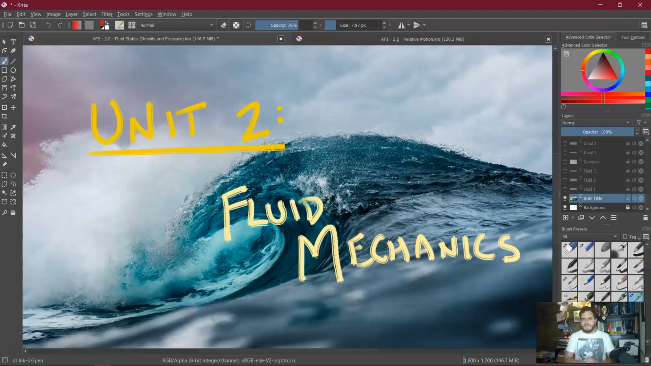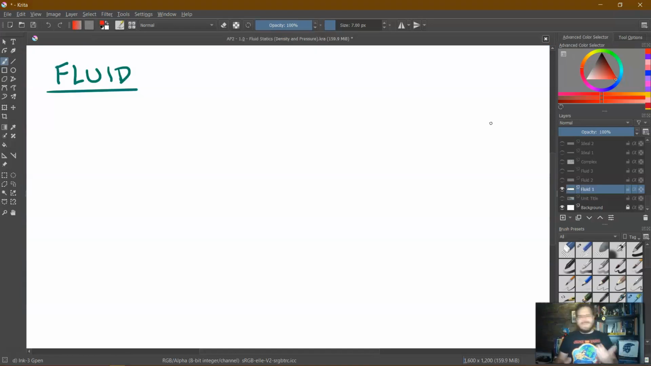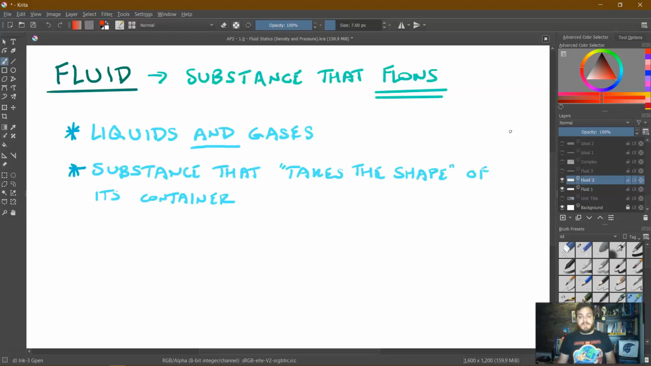Okay, AP Physics 2. So we've completed our first unit on thermodynamics, and now it's time to talk about Unit 2, Fluid Mechanics. But what exactly is a fluid, though? Now, you should be familiar with this concept already. I can guarantee you've learned about it in a previous science class, but let's go ahead and go through the details. A fluid is ultimately a substance that flows.